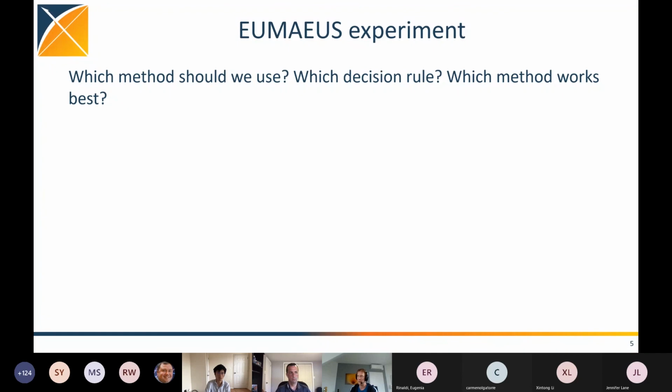So we have a lot of things to choose from. We can choose different methods and we can choose different decision rules for signaling. And basically we want to know which method works best. And that's the question that the EUMAEUS experiment is trying to answer.